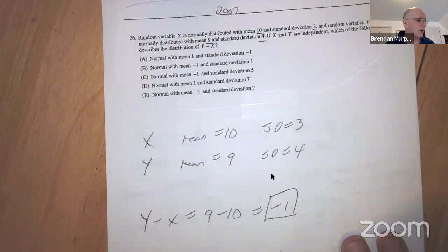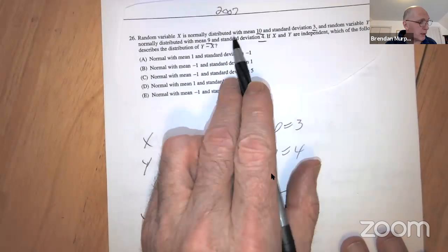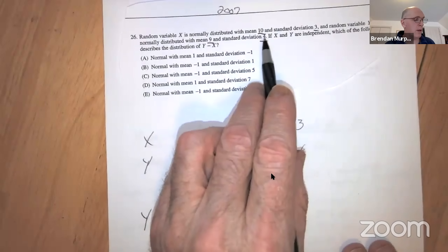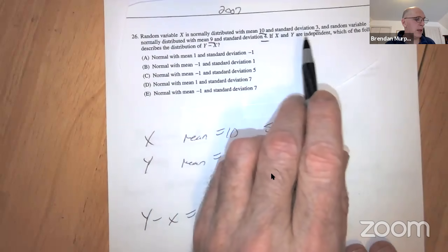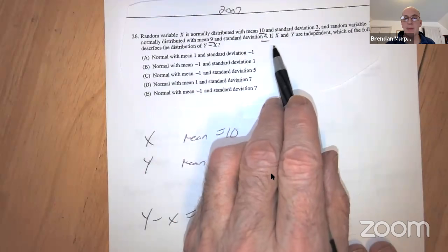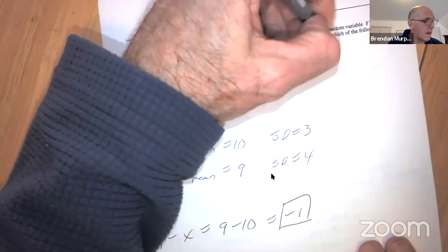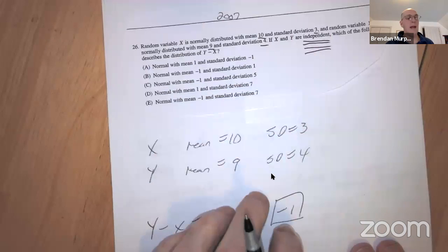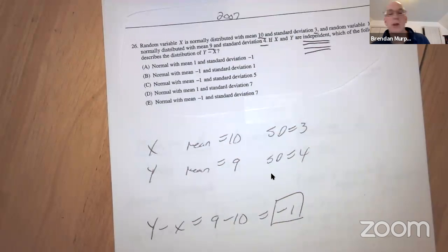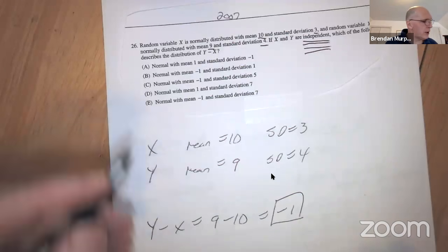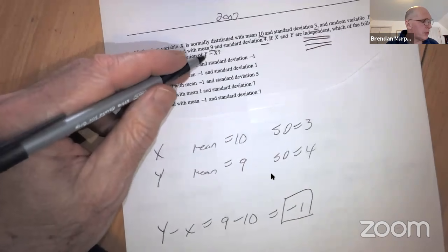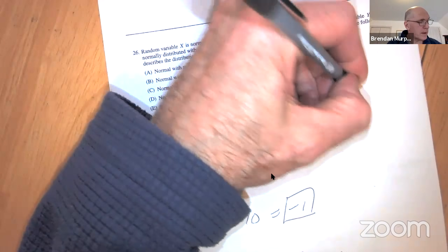Okay, so I have two different random variables. I know the two different means, and I know the two different standard deviations. If X and Y are independent, okay, that opens up the door, allows me potentially to do some mathematics. Super important. Which of the following describes the distribution of Y minus X? Y minus X.